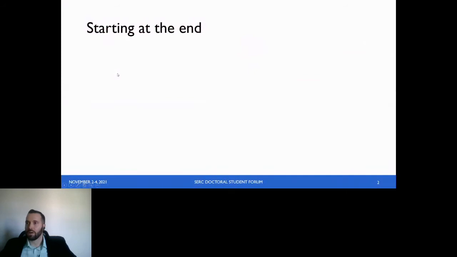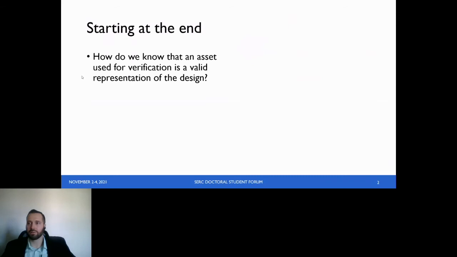But before I actually go into some of the why and the story behind it, I want to start really at the end and just ask some framing questions. And the first one is, how do we actually know that an asset that we use for verification is a valid representation of a system design? This question is really important, especially with the evolving complexity of systems today, where we're always going to have to rely on abstractions of the design to understand the system.